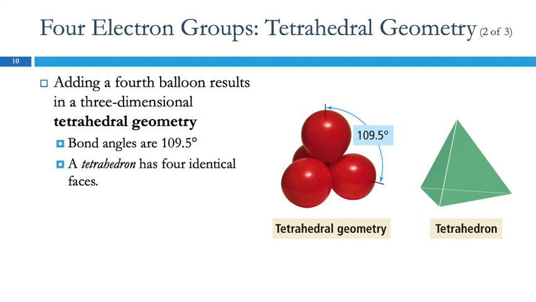It has four sides. It also has 4 points, which can be kind of confusing. But each side is a triangle. So there's one side here and one side there, one on the back and one on the bottom. That's a tetrahedron. The prefix tetra means 4. This is 4 electron groups. 4 electron groups makes a tetrahedron.